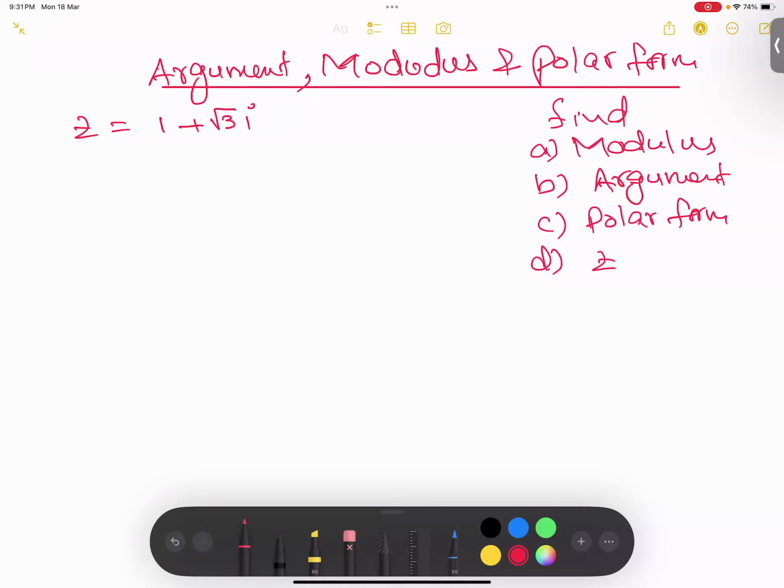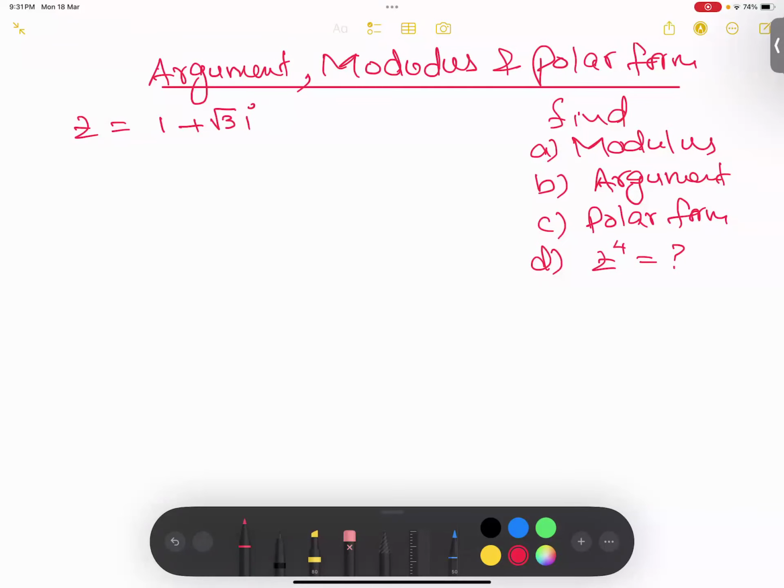Wait a minute, it is root 3. So, okay, it is actually 60 degrees. Yeah, 60 degrees. So let's say I talk about power 4. This I need to find extra. Okay, so let's work on it.